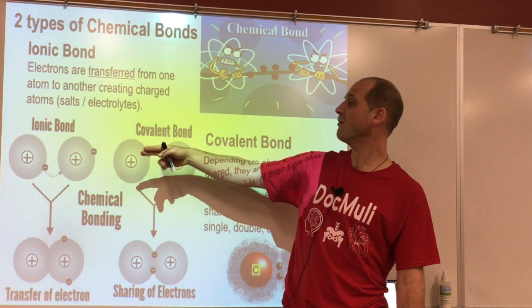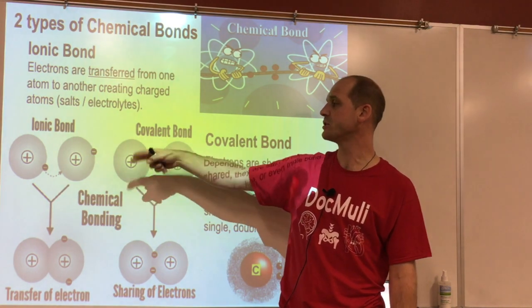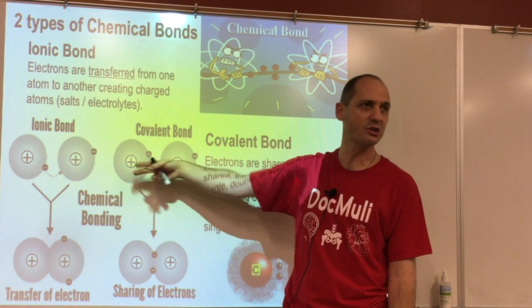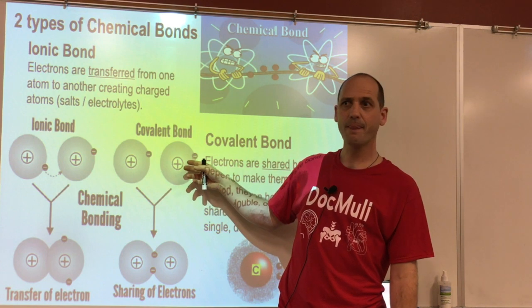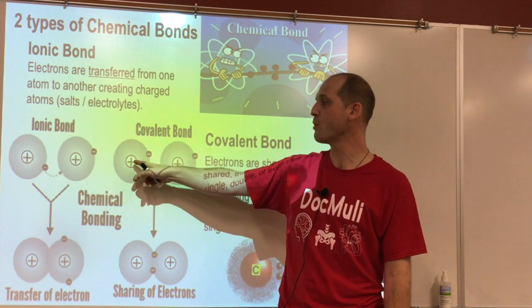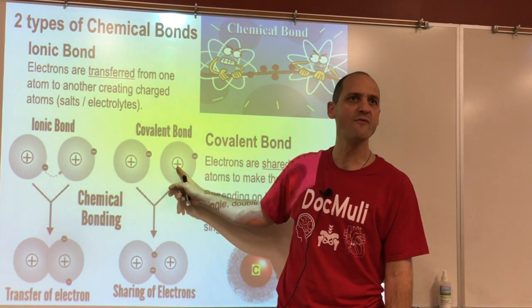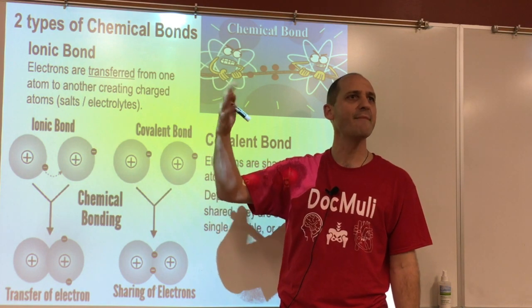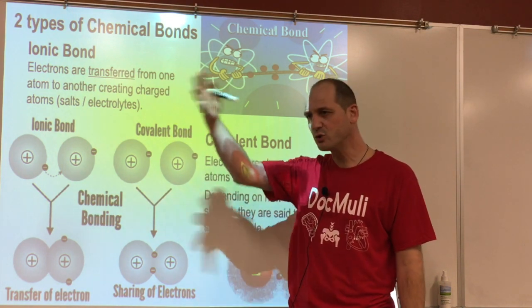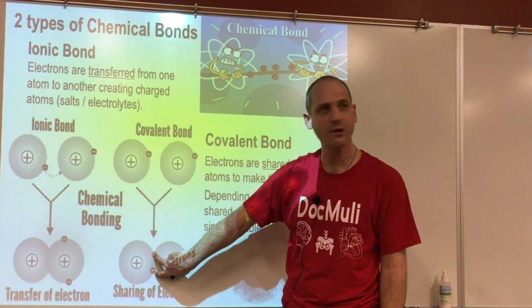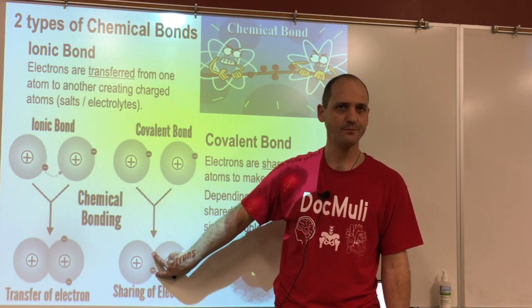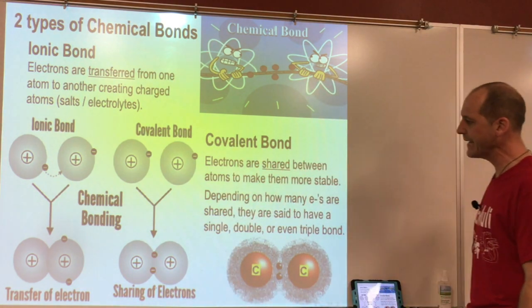Let's say we go 4 here and 4 here, or 6 here and 2 here. We want to share stuff with each other. More like we got 6 and 6, and we say, oh, if I get 2 more from you, I'm happy. But we don't do the 2 transfers. We should hold hands with one another and share them. Then we make 8 out of it.